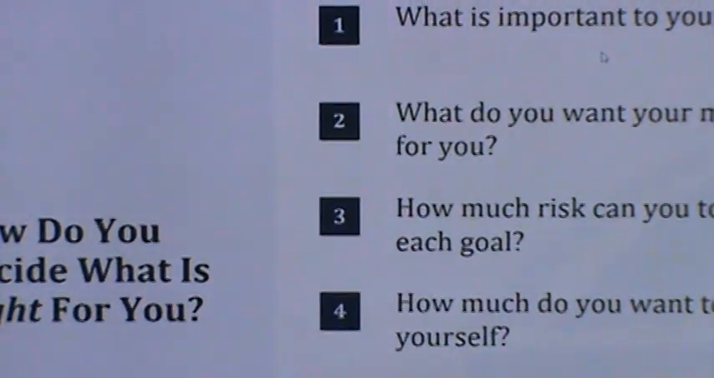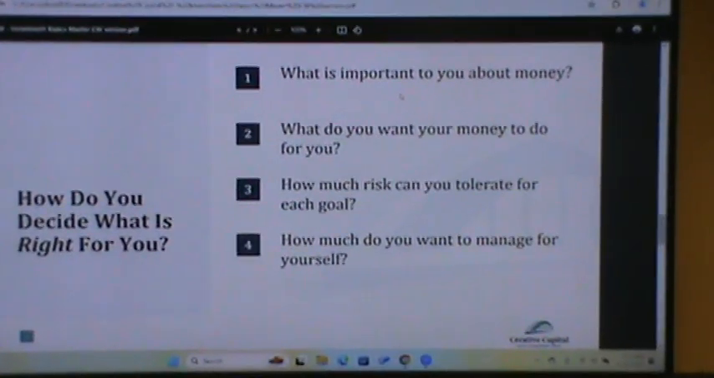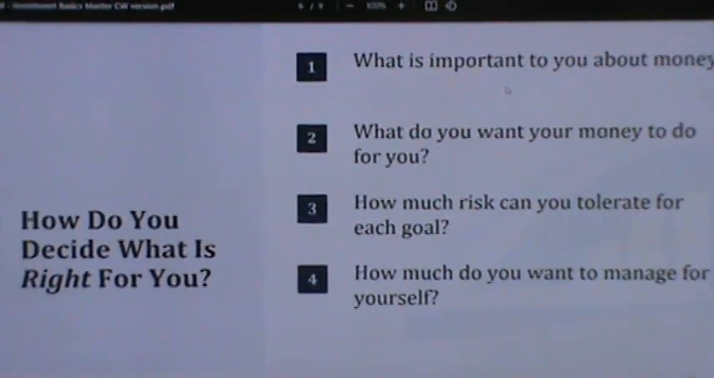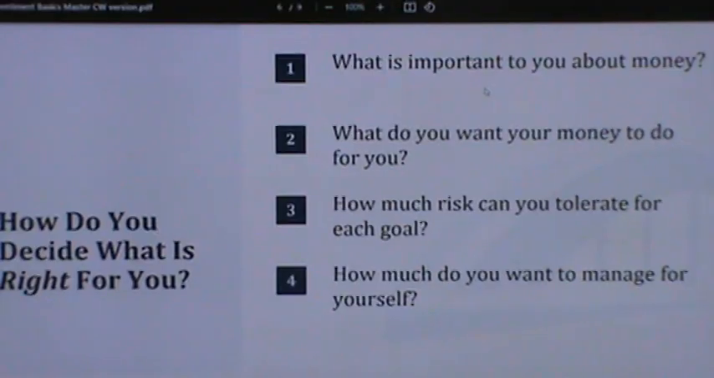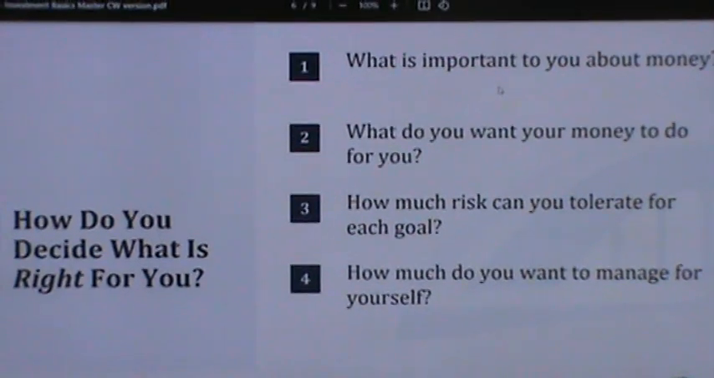Let's talk about some of these questions. How do we decide what's right for you? Well, we can have these conversations, and again, it gets into working with a financial professional and the level of engagement you're having with this financial professional. Am I simply looking for a vehicle to help facilitate these investments? That's okay, that's fine. But when you engage with a financial advisor, a financial service professional, we want to have these conversations. What is important about money to you? And that's a much deeper question.